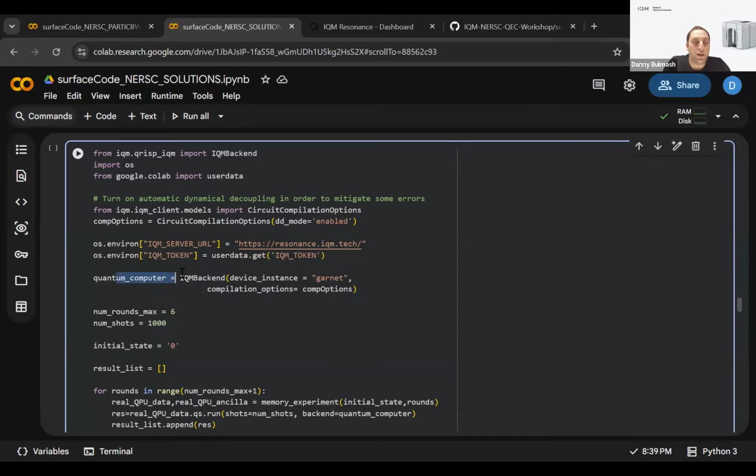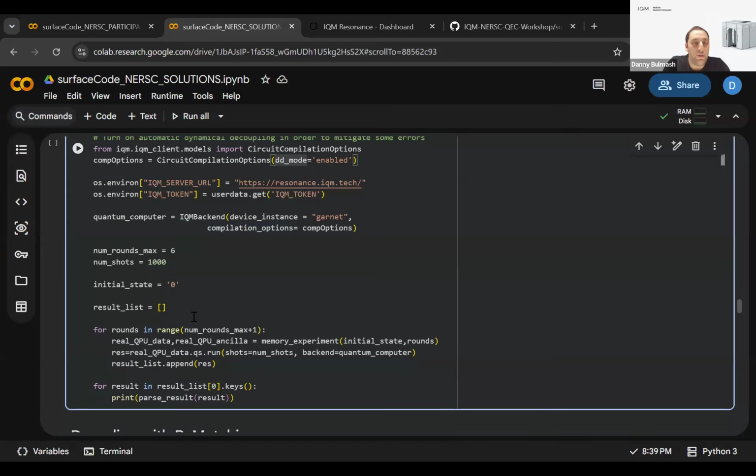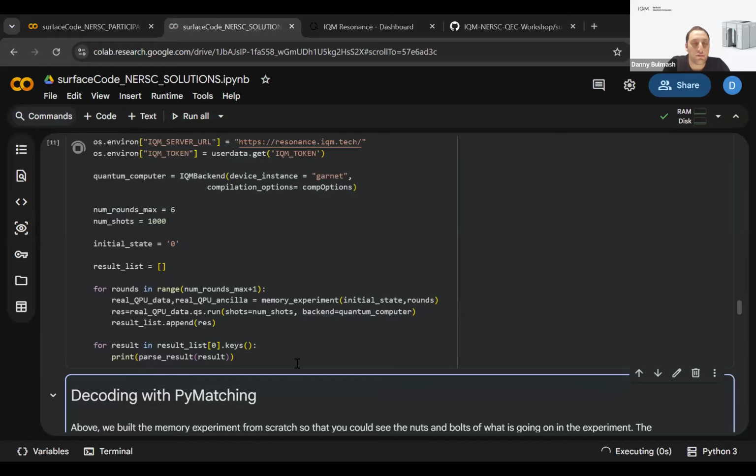And then we connect to the quantum computer by making this IQM backend call. We just say we want to connect to Garnet, and I'm adding these compilation options, which just add a little bit of extra stuff. Then we're going to say, for the initial state 0, we're going to create a memory experiment for a certain number of rounds. And then all we have to do is call run, tell it how many shots go into running that circuit, and tell it to use the quantum computer. If I go ahead and run this, it's going to take a little bit of time.